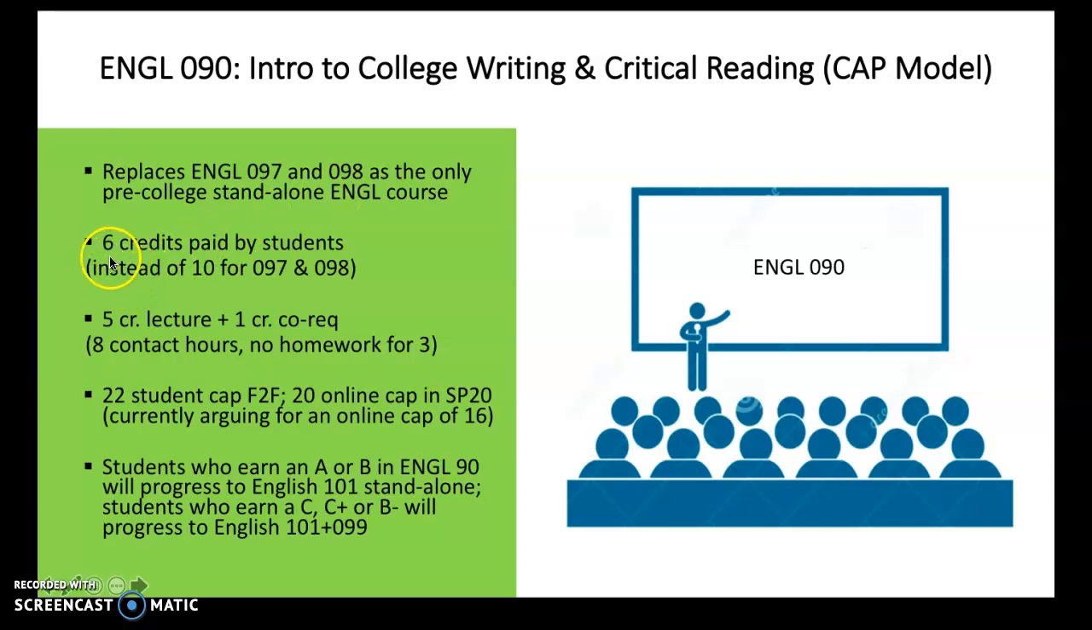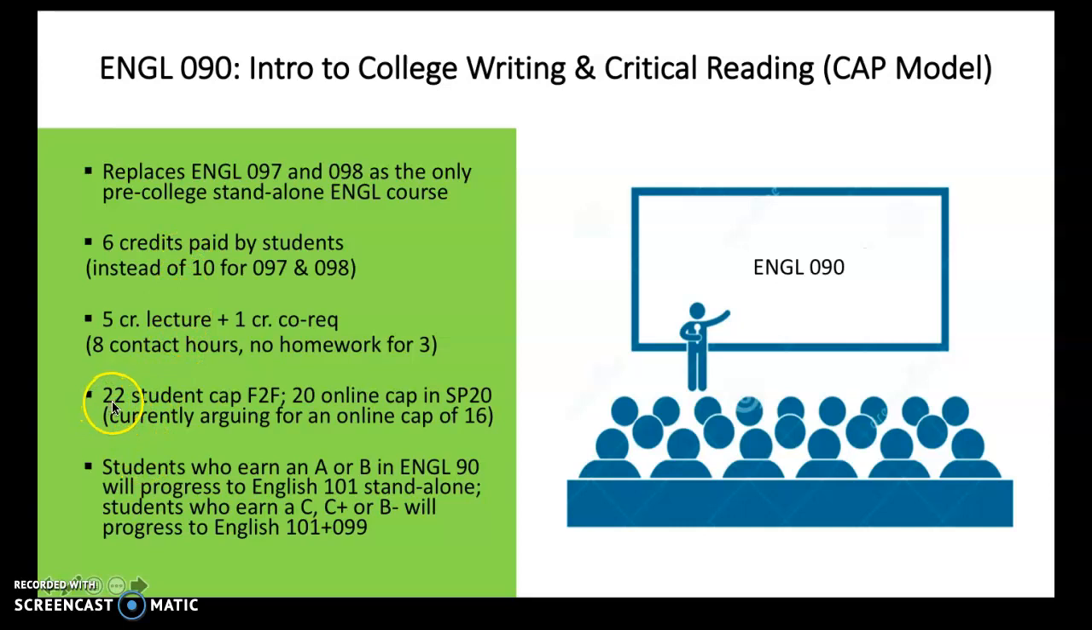One of the great benefits of English 90 is it's a real time and money savings for students. In the past, if they had placed into 97, they would have had to take 97 and 98 for a total of 10 credits across 2 quarters. So for them to only have to take 1 6-credit class in 1 quarter is a really good savings for students.